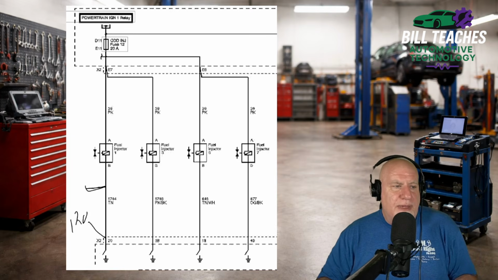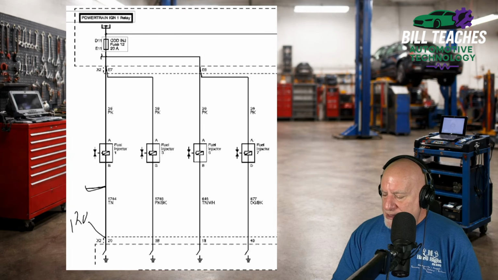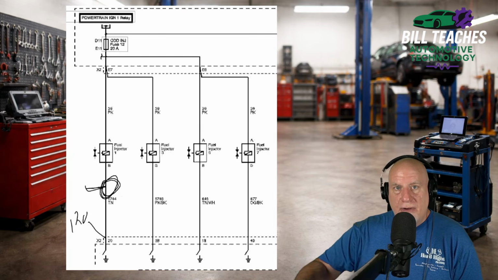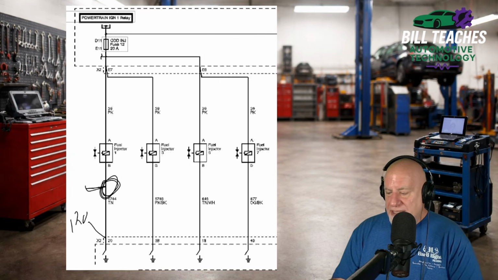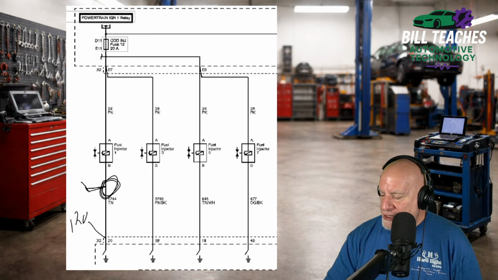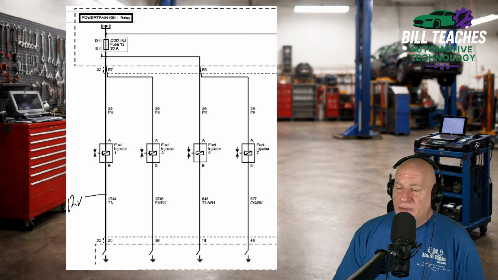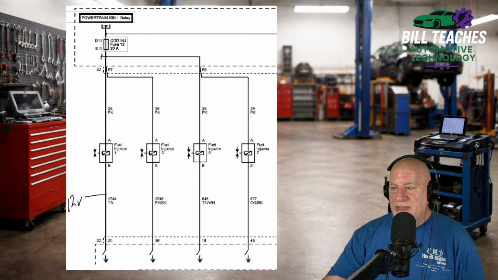So we need 12 volts full time. We need 12 volts switched. This is 12 volts switched, so it only has power with the key on. They're hooking something that has 12 volts all the time to it. So now we have a short to power on the ground side. Okay. So we have induced 12 volts in the ground side of this circuit.